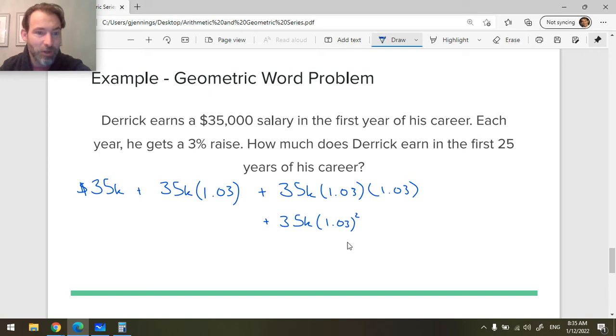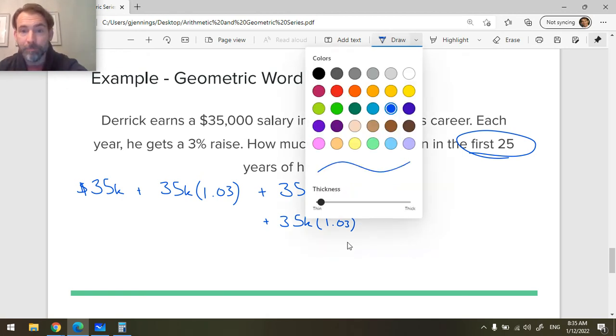This is the first term. This is the second term, so this is 2 minus 1, to the 1. This is the third term, so this is 3 minus 1, so this is to the 2. So that's the geometric sequence that's going to produce his total earnings in the first 25 years of his career. So let's just crank our formula and plug and chug.